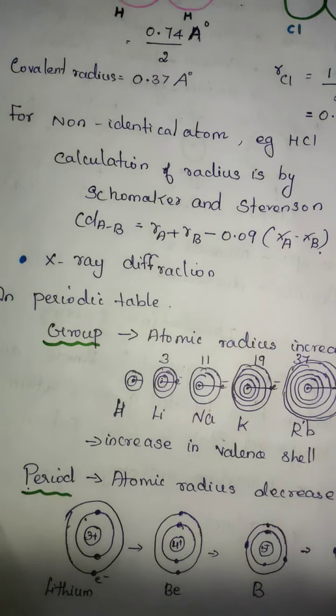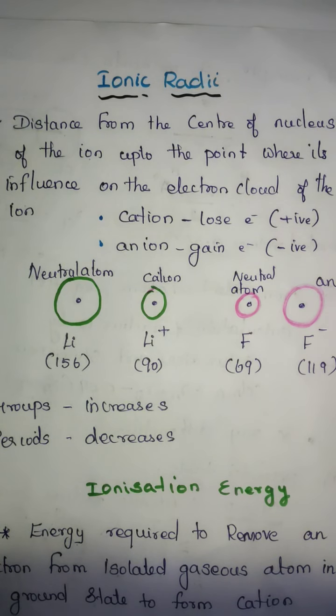The size gets reduced because the electrons are added in the same shell. There is no addition of a new valence shell, and the attraction between the nucleus and the electrons is more. Hence, it pulls the electrons towards itself and the outer shell shrinks towards the nucleus. So the size becomes reduced from left to right. Clear? Okay.